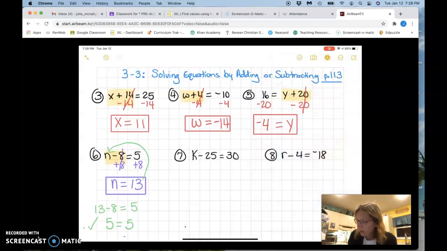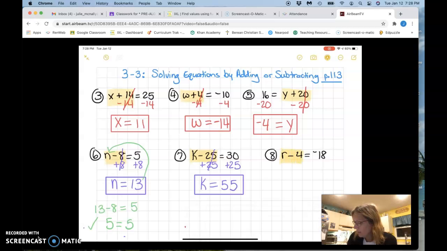Okay, now again, look at what's happening to the variable. 25 is being subtracted from k, so I'm going to do the opposite. I'm going to add 25. Whatever I do to one side, I have to do to the other. And 30 plus 25 is going to be 55. Like I said, if you're not sure, you can always use your calculator to help you do those computations. All right.